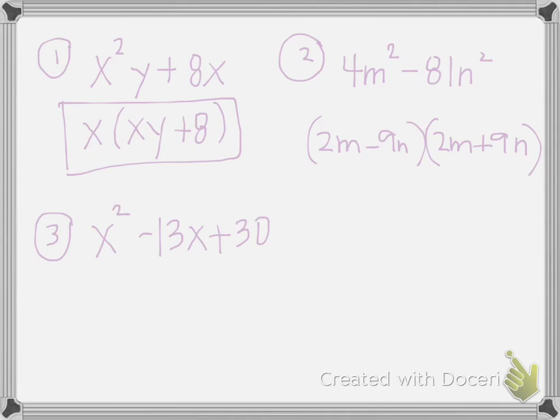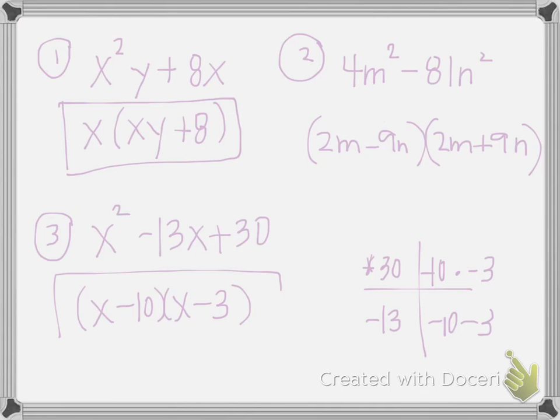Here, is there a greatest common factor? There's no greatest common factor. So then I'm going to ask myself what multiplies together to give me 30 and adds together to give me negative 13. So what multiplies together to give me 30 positive? It's going to have to be a negative 10 times a negative 3, because negative 10 minus 3 adds together to give me negative 13. So this is going to be able to factor to x minus 10 times x minus 3.